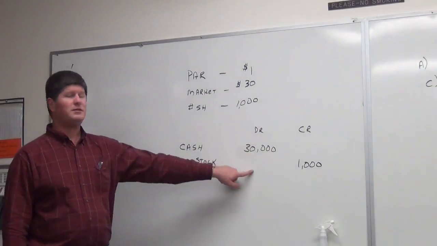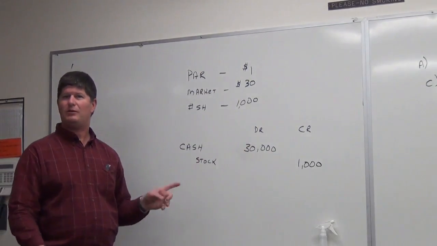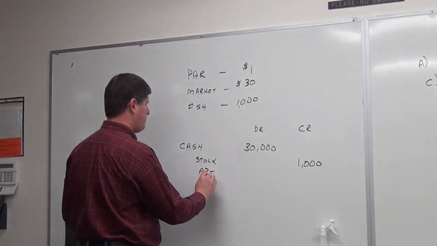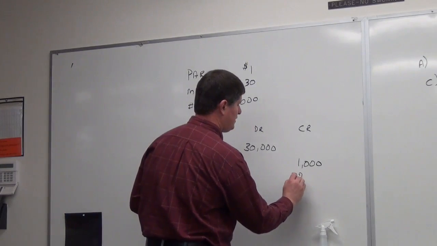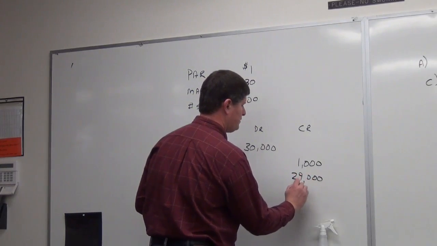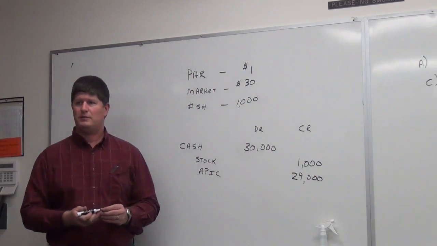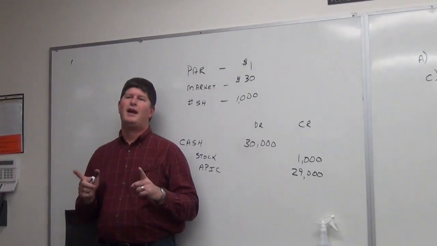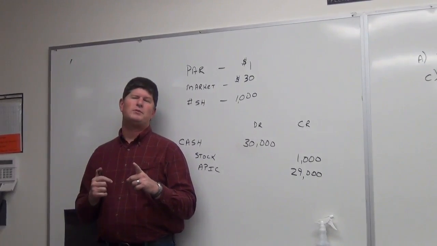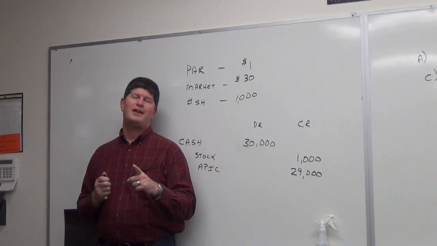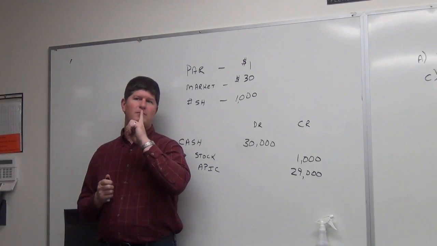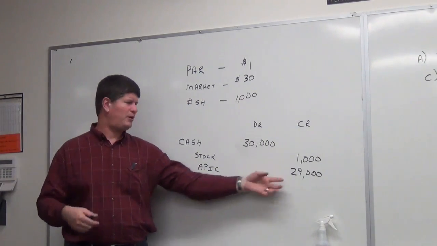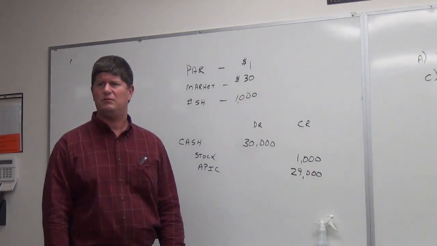Okay? Am I in balance? Do my debits equal my credits? No, my debits do not equal my credits. So you have this other thing called additional paid-in capital, and that would be the other $29,000, so that you're in balance. Additional paid-in capital. The book sometimes refers to it as capital in excess of par or something like that. APIC, additional paid-in capital, is how I learned it. Capital in excess of par works too. They mean the same thing.